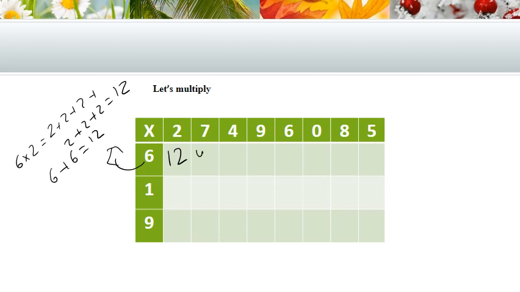6 times 7 will be 42. 6 times 4, 24. 6 times 9, 54. 6 times 6, 36. 6 times 0 is 0. 6 times 8 will be 48. 6 times 5 will be 30.